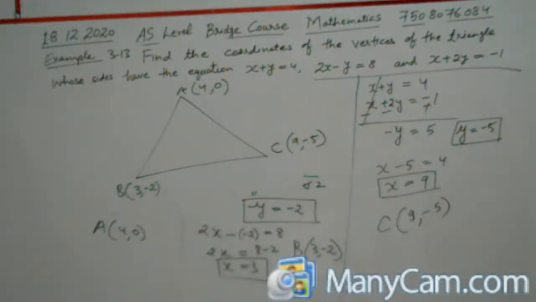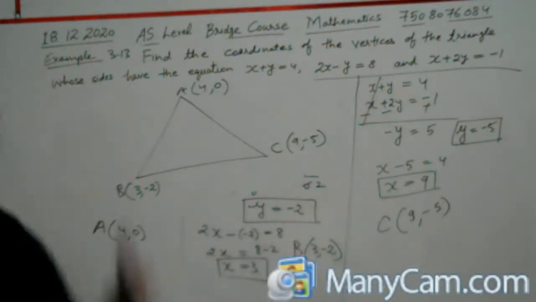Next example: here we have (4, 0), B is (3, -2), and (9, -5). Here line L has an equation and line M has an equation. What can you say about the intersection of these two lines? The next question is given. It's not an example, it's this question.